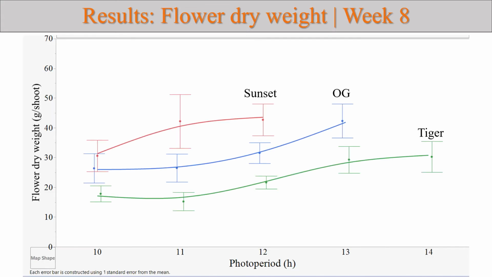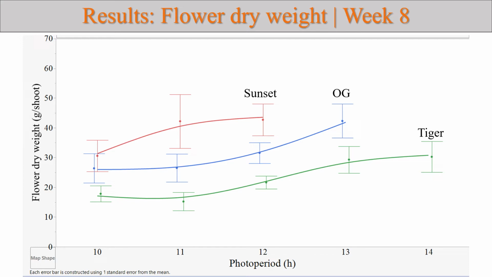So now moving on to flower dry weight, what we'll show you is the data we collected at week 8 during the experiment for both reps. On the x-axis, we have photoperiod going from 10 to 14 hours, and on the y-axis, we have flower dry weight in grams per shoot. Now, if we remember back to how we conducted this experiment, we only had 1 shoot per plant left by week 8, so the flower dry weight here is representative of the entire shoot.